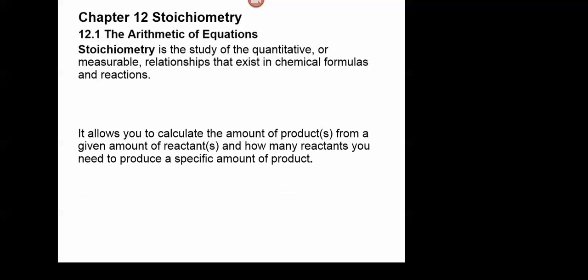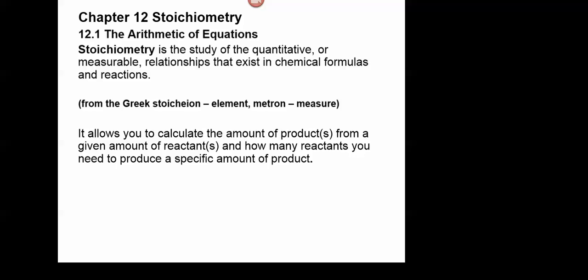The word itself comes from the Greek. Stoichion means element, metron meaning measure. That's where stoichiometry comes from. We're literally talking about measuring elements and their relative amounts to each other, which has everything to do with balancing. So again, it allows you to calculate the amount of products from a given amount of reactants and or how many reactants you need to produce a specific amount of product.